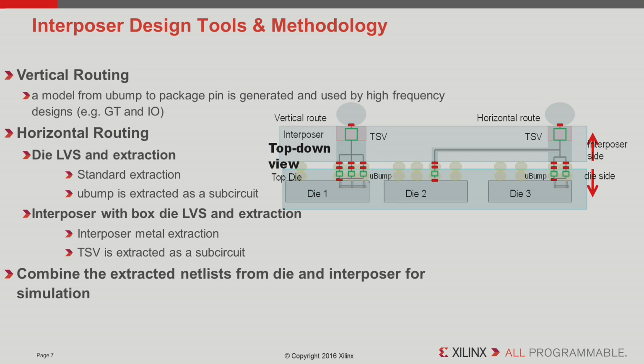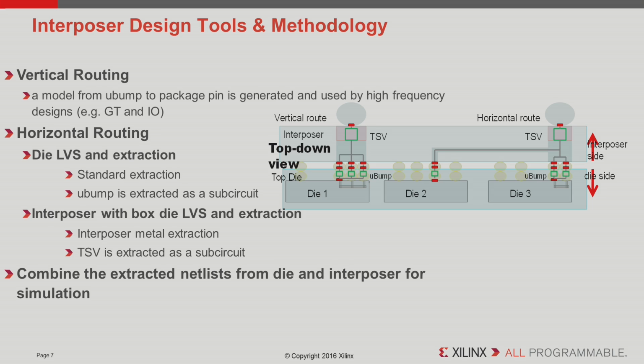So the design methodology itself, if you look at it, there would be vertical routing and horizontal routing that needs to be managed. So in our case, for example, when we have high-speed IOs and GTs, and the GTs could push even 28 gigabit per second or higher, you have to be quite careful in how you design the vertical route. And so we look at models, both S-parameter and circuit models, all the way from microbump to the package pin.